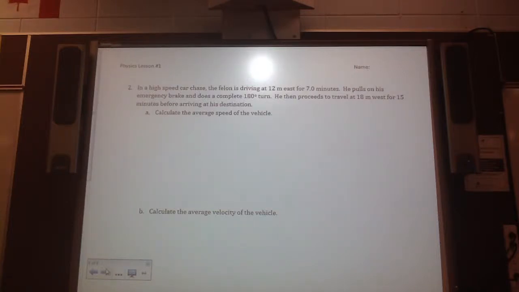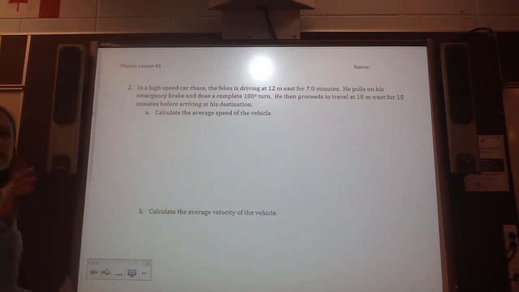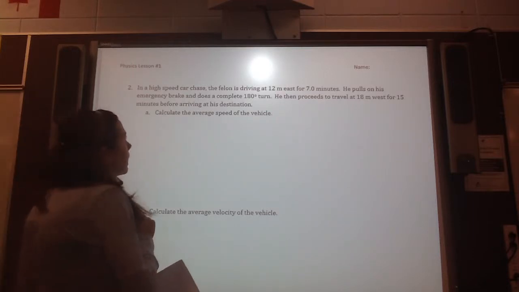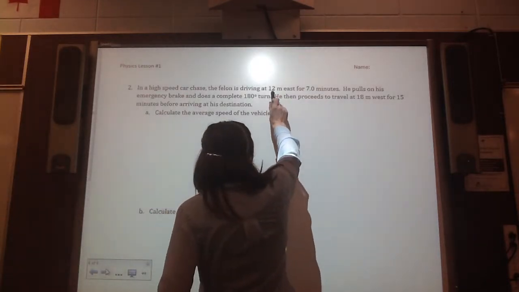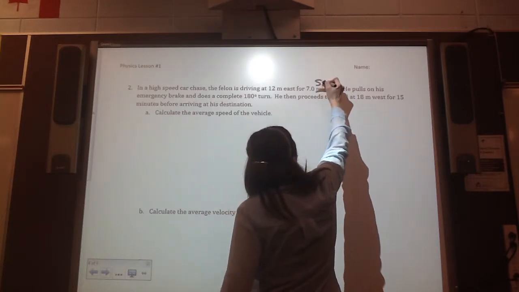Okay. For this one, there's a minor error, so please listen and make this change. Where it says 12 meters east for 7 minutes, can you please change that to seconds?